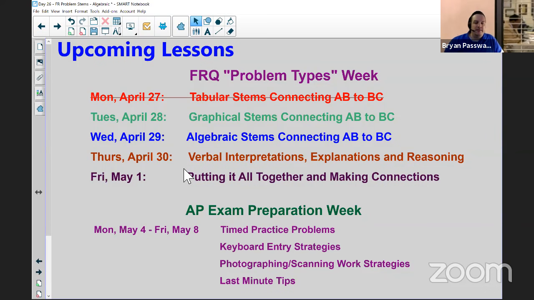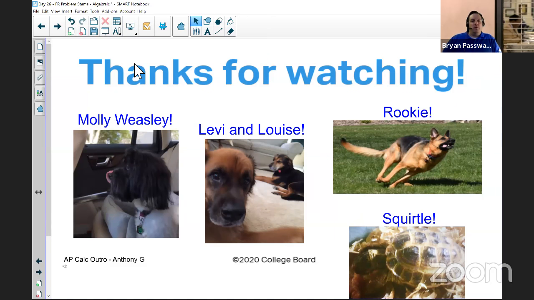So we're going to really hit that tomorrow, and then Friday, putting everything together, some good connections of all the things from this week: tables, graphs, algebra, explanations, piecing it together to really give us some good experience of comprehensive problems.